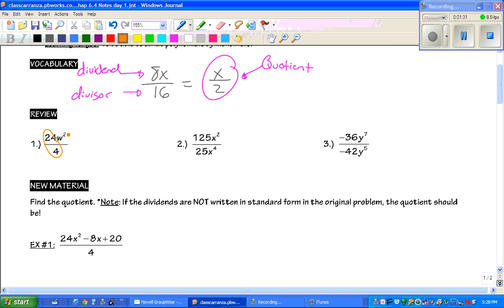24 divided by 4, what is that? Well, that's 6. And then we still have the w squared.